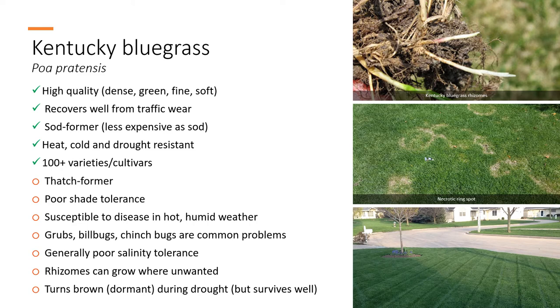Sometimes it'll grow where you don't want it, that creeping tendency. It'll grow in your vegetable garden, your flower beds. And again, if you don't water it, it's going to turn brown. But that's a protective mechanism. So it's a great grass. It's a beautiful grass, but it's not a perfect grass, just like there are no perfect grasses.